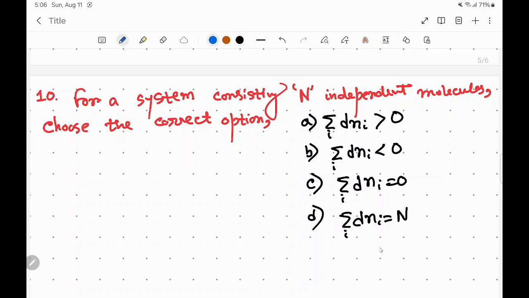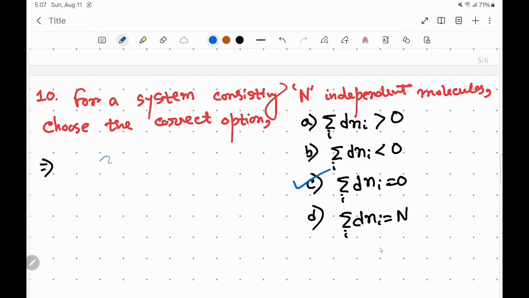What should be the answer? This is also... what will be the answer? C. Yes, you should not think this much. This is an easy question because you know that.